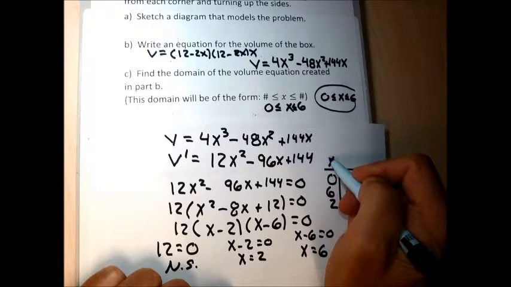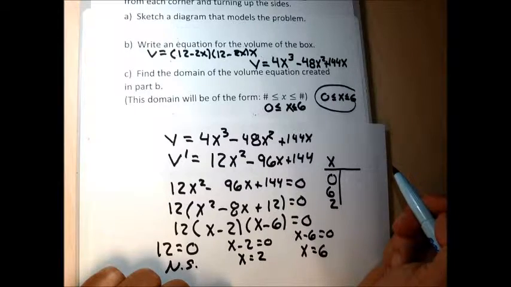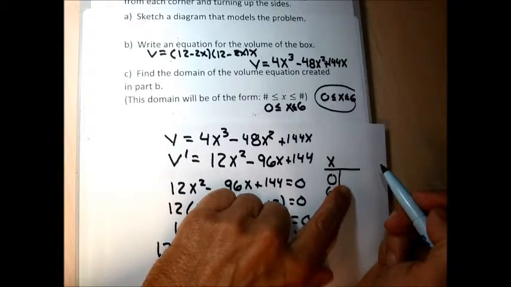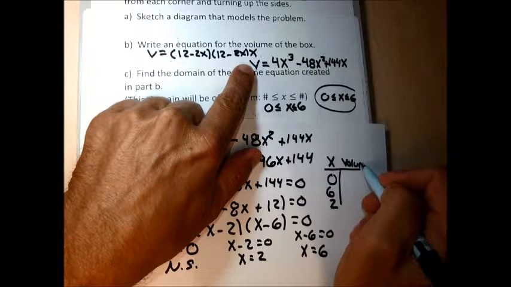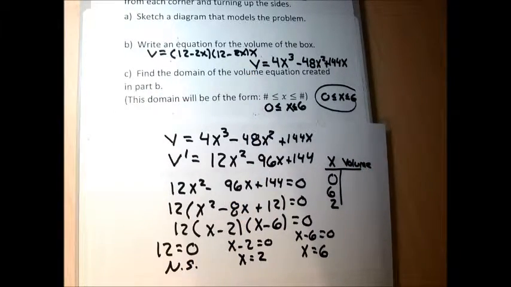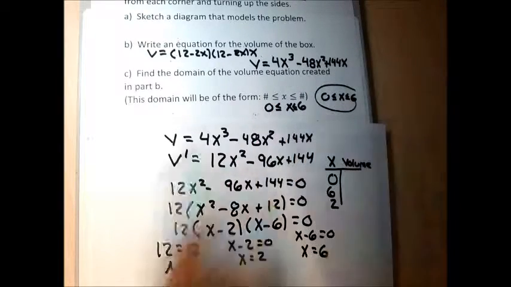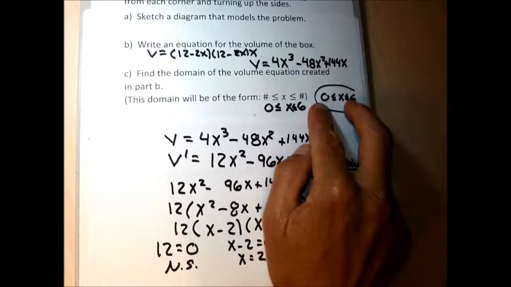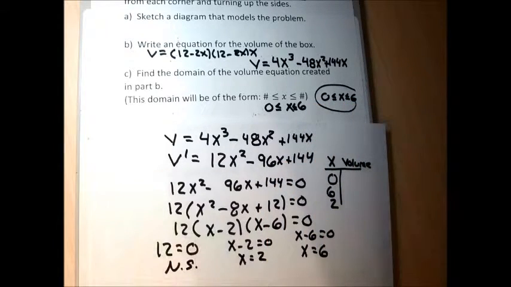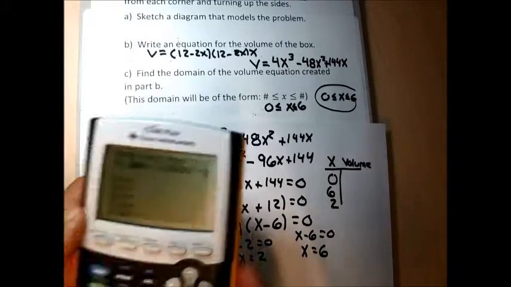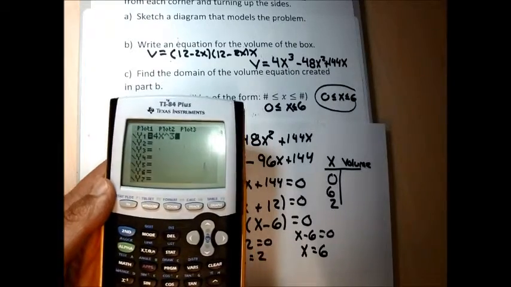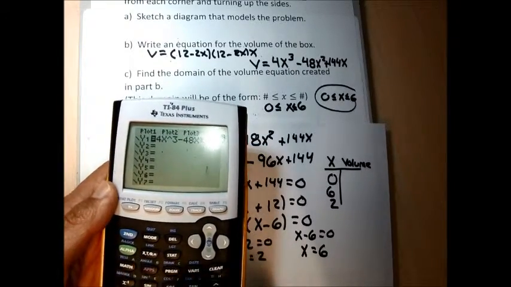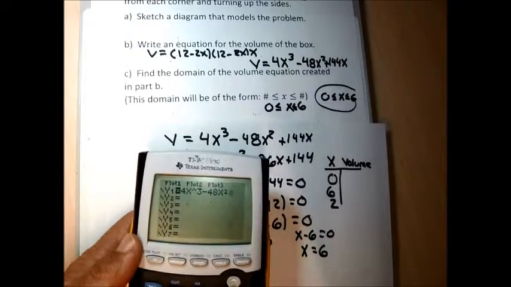The values I'm putting in this column are the x's, which is the length of the cut. The numbers I'm going to get out are the volumes of the box that I get when I make that cut. So now to get my y values, I'm going to enter this function in my y1. I'm going to make my x min 0, my x max 6, and I don't care about the y's in this section. So I'm going to go y equals, and then 4x up arrow 3 minus 48x squared plus 144x.